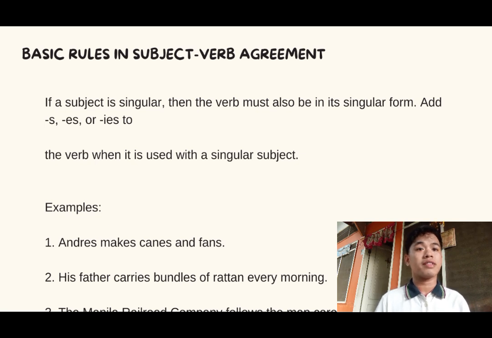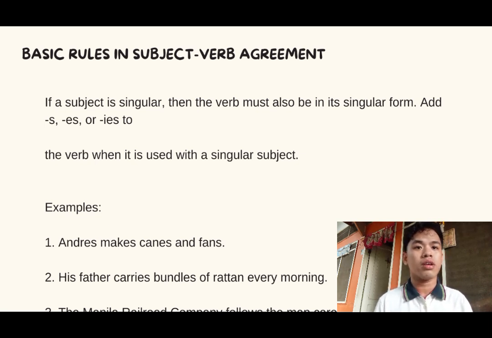So the first one is if a subject is singular, then the verb must also be in its singular form. Add s, es, or ies to the verb when it is used with a singular subject. So these are the examples. Number one, Andres makes canes and buns. As we have observed, we only have one subject here, which is Andres. Since Andres is a singular subject, we only need to use a singular form of verb, which is makes. That's the reason why we added s to the basic form of the verb, because we only have one subject.